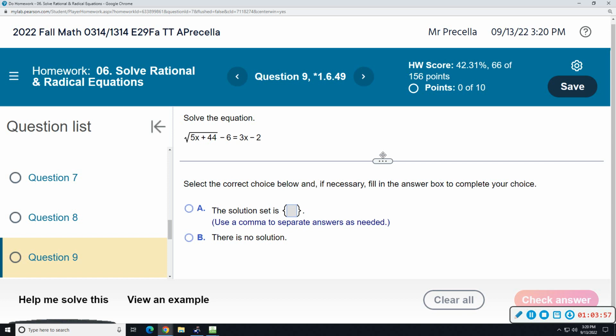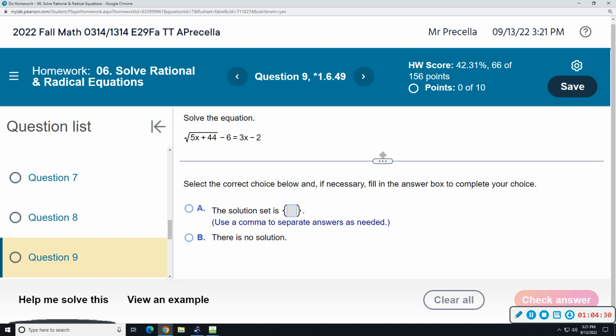So first thing you do, add 6 to both sides to get that radical term by itself. So we have the square root of 5x plus 44 equals, what's that going to be? Negative 2 plus 6 is 4.